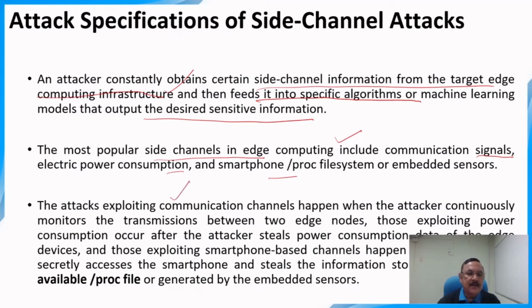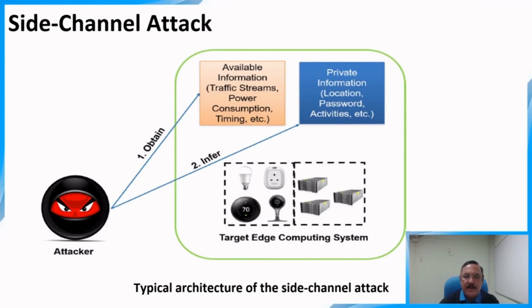The attacks exploiting the communication channel happen when the attacker continuously monitors the transmission between two edge nodes. Those exploiting power consumption often occur after the attacker steals the power consumption data of the edge devices, and those exploiting smartphone based channels happen when the attacker secretly accesses the smartphone and steals the information stored in publicly available proc files or generated by the embedded sensors.